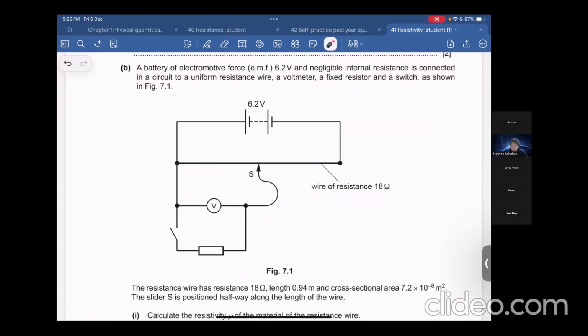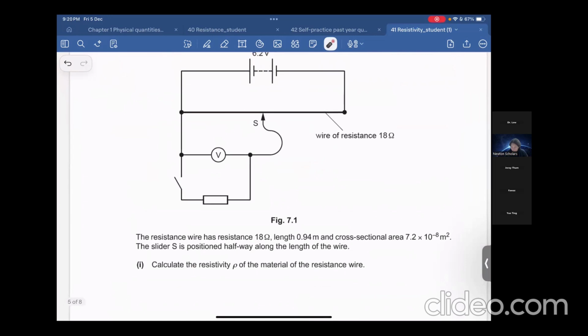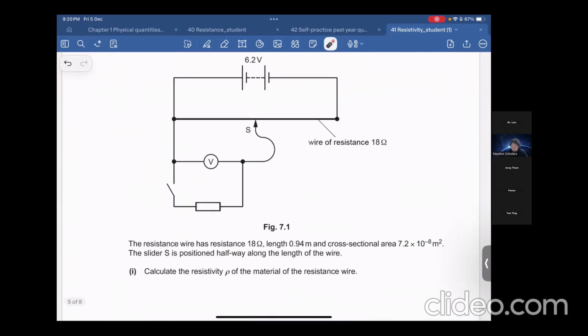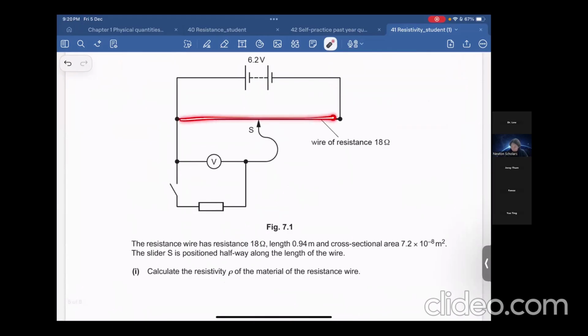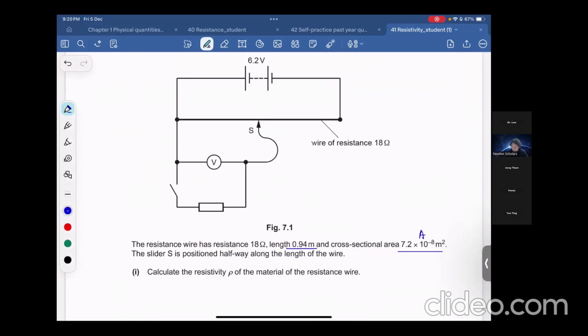Okay, here a battery of electromotive force 6.2 V and negligible internal resistance is connected in the circuit. In a uniform resistance wire, the voltmeter is fixed here. The resistance wire has resistance 18 ohms. Then the length is 0.94, the cross-sectional area is 7.2. This one, A, this one is the length. This is the resistance of the wire. The slider S is positioned halfway.